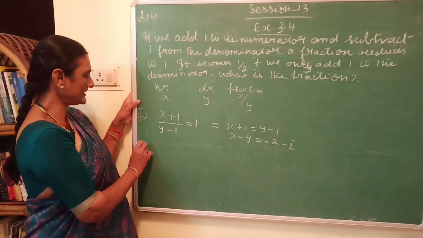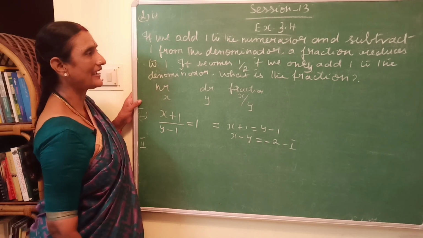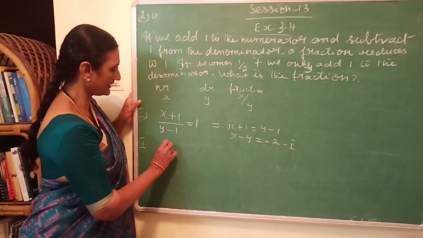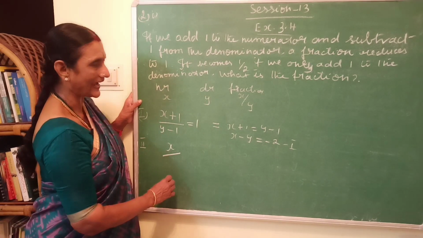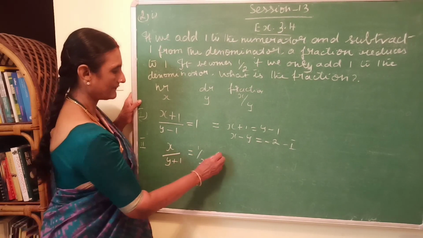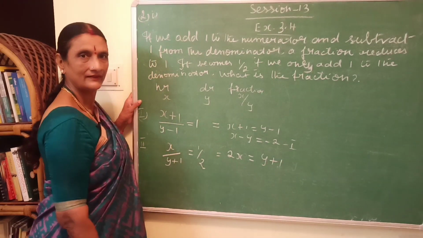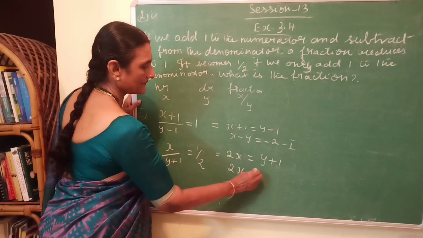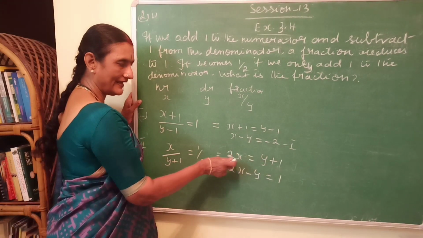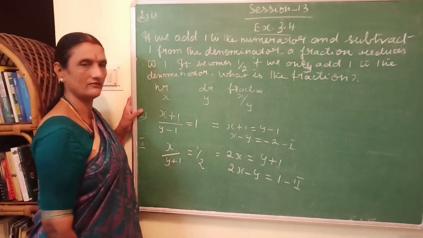Now we will verify the second situation. In the second situation, what do we do? It becomes half if we only add 1 to the denominator. We are not going to make any change in the numerator, so it will be as it is. And in the denominator we are adding 1. And the fraction becomes half. So what will happen? You will get 2x is equal to y plus 1. Correct? In that case, 2x minus y is equal to 1. Are you understanding? This y is coming to the LHS and 1 remains in the RHS. This is equation 2. Now we have to solve both the equations.